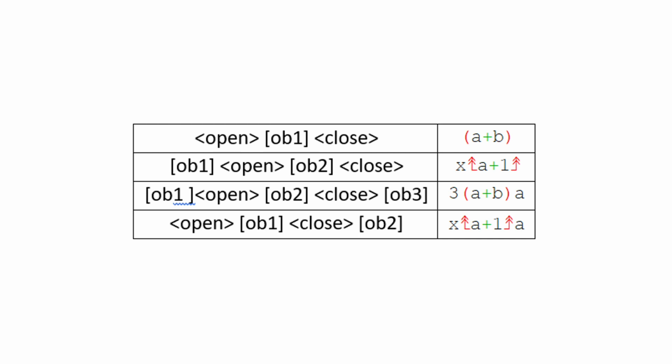Possible combinations are open, ob 1 close. Parenthetical structures, for example, are of this type. A plus b. Ob 1 open, ob 2 close. An example of this type is the compound power. For example, for the power we have base opened exponent close.